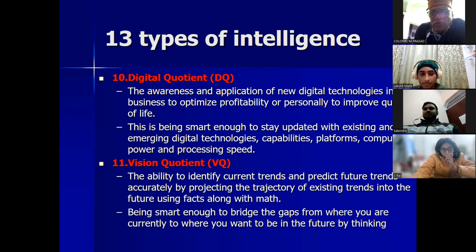So that is what digital quotient is. We will not talk about it. Next is called vision quotient. Very important. What is your vision of life? The ability to identify current trends and predict future trends accurately by projecting the trajectory of existing trends into the future using facts along with maths.